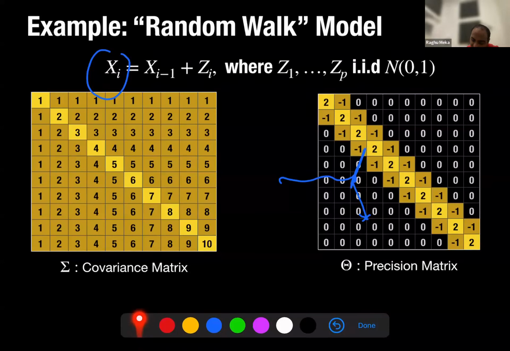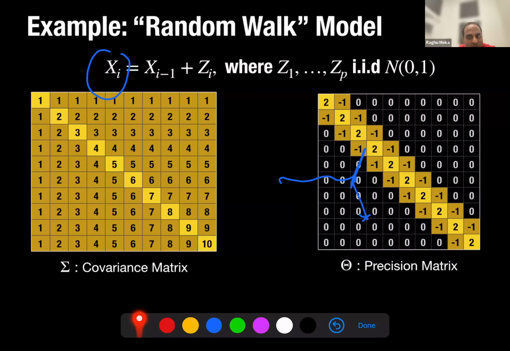I just have 2's on the diagonal and -1's on the upper diagonal and -1's on the lower diagonal, and all of the other entries are 0. Okay. So what do you notice about this precision matrix? It is extremely sparse. Each row or column has only 3 non-zero entries, and one of them is just the diagonal entry. So there are only 2 off-diagonal entries which are non-zero for each row or column.